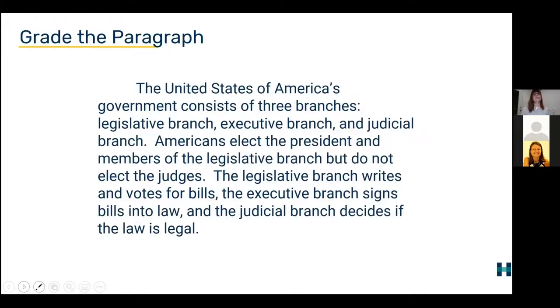So this is a paragraph of a student who I had worked with. It was the response to an essay question. The United States of America's government consists of 3 branches: legislative branch, executive branch, and judicial branch. Americans elect the president and members of their legislative branch, but do not elect judges. The legislative branch writes and votes on bills, the executive branch signs bills into law, and the judicial branch decides if the law is legal. Well written, a topic sentence. Each sentence gives a different detail.